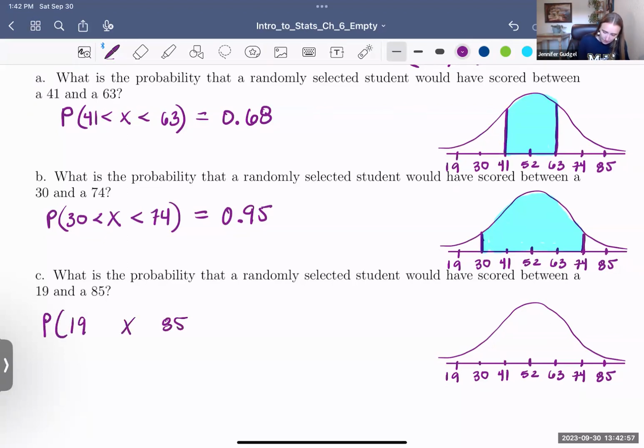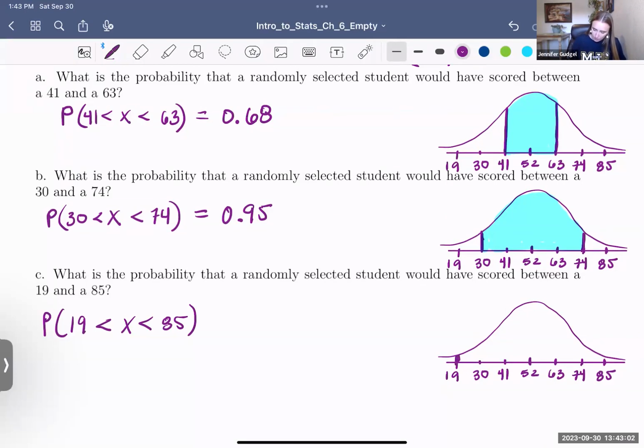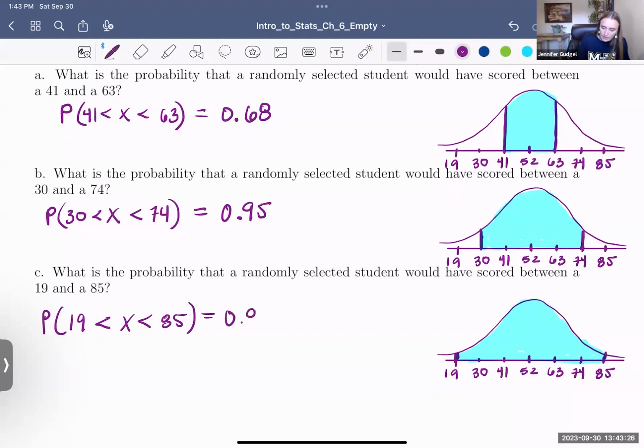And finally, if I'm looking at the probability that a randomly selected student scored between 19 and 85, well, that shading wise is between 19 to 85. It's almost our entire normal curve. Remember, the normal curve does keep going on those tails on each side, but they're so small that that's almost nothing. The probability that we are 1, 2, 3 to the right of the mean, 1, 2, 3 to the left of the mean is equal to 0.997. Almost 1, but not quite there.